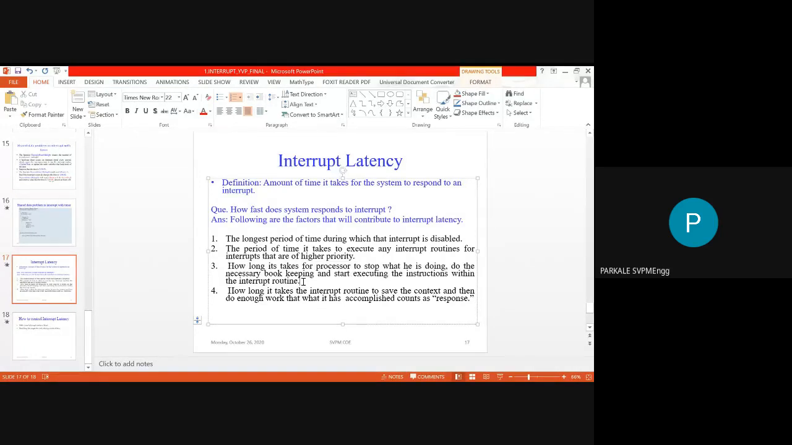I will give an analogous example of somebody coming to me right now. I will not instantly stop my lecture. Rather, I will say please wait for 5 minutes. I will finish my topic, and once that is finished, I will take the attendance, and then I will give the service to that person. This is called the necessary bookkeeping. After that, I will start executing the instructions within the interrupt service routine.